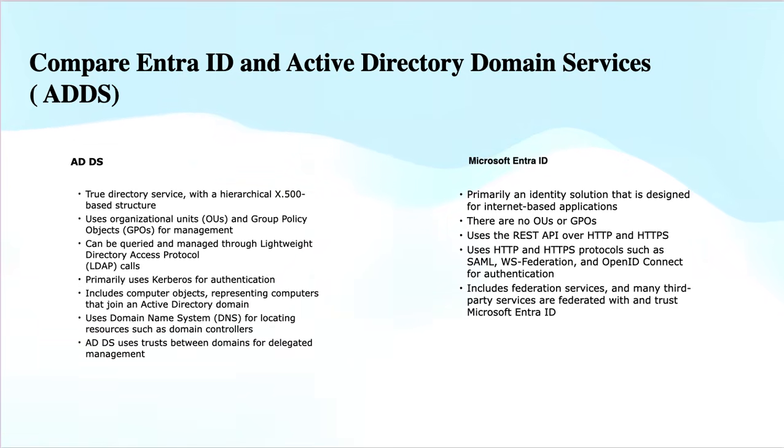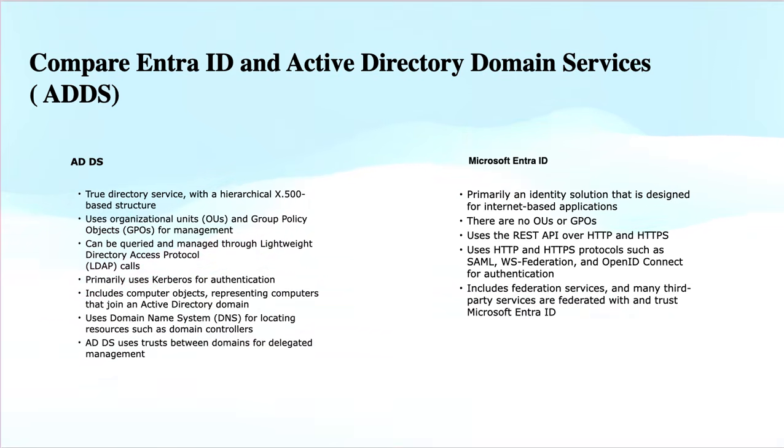ADDS can be configured or queried using LDAP, Lightweight Directory Access Protocol, whereas Entra ID is an HTTP-based service. It uses REST APIs, which are facilitated by HTTP and HTTPS. ADDS primarily uses Kerberos for authentication, whereas Entra ID uses industry standard authentication protocols like SAML, WS Federation, or OpenID Connect. ADDS supports computers joined to the domain as a computer account, whereas in Entra ID we can register them or Entra join these devices as well, but with certain requirements. These are known as devices instead of computer accounts in Entra ID.